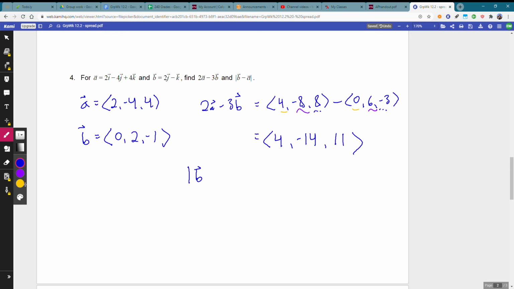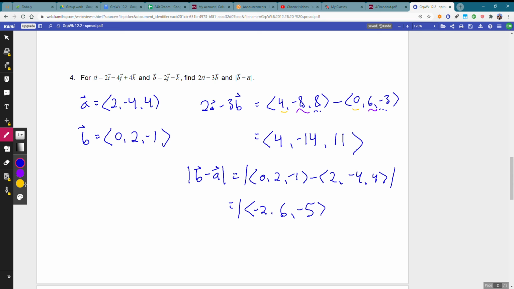Then the size of B minus A. First, we've got to find B minus A. That's the size of 2 minus 1, we're subtracting A, to negative 4, 4. So component-wise again, the vector we're taking the size of is 0 minus 2, 2 minus negative 4, so that's 6, 1 minus 4, sorry, negative 1 minus 4, which will be negative 5. And we're taking the size of that vector.